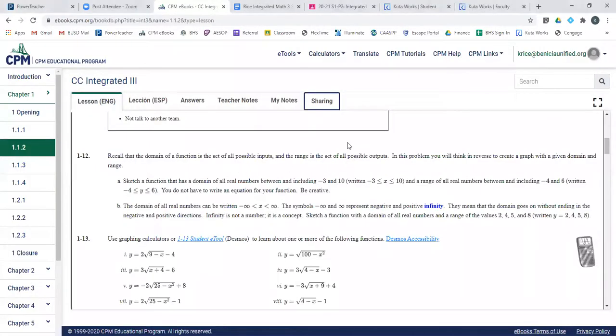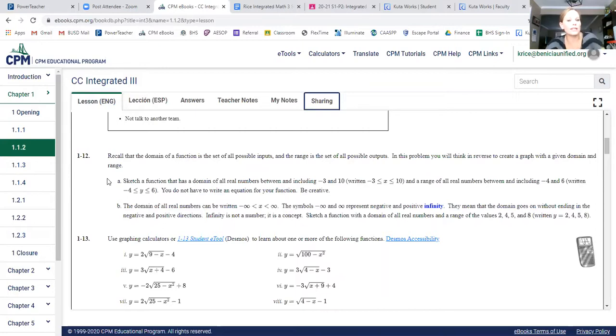Okay. This is where you're going to need to get your notebook out so we can get started. You'll do your classwork and homework all together, and wherever you finish, you can just start the next assignment there. So right here, on 112, it says, recall that the domain of a function is a set of all possible inputs and the range is all possible outputs. In this problem, we're going to reverse our thinking to create a graph with the given domain and the range.